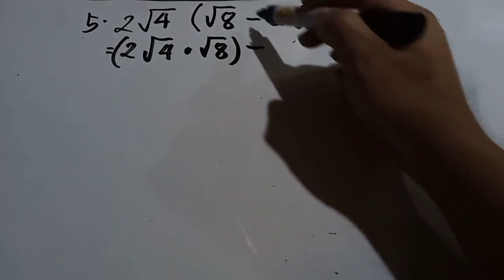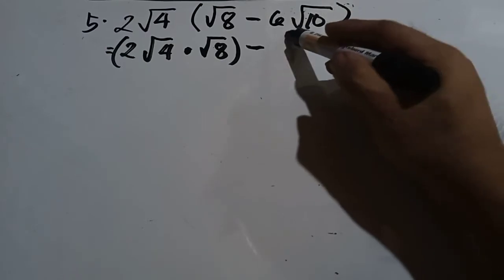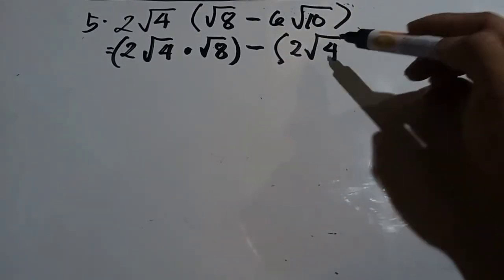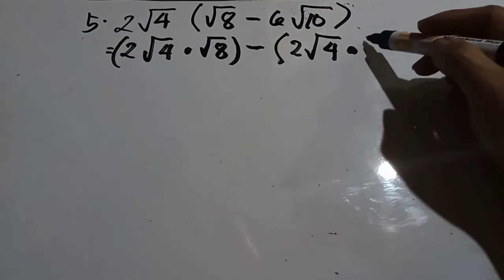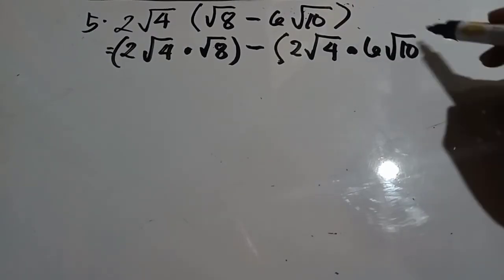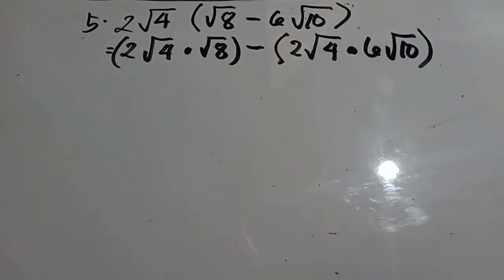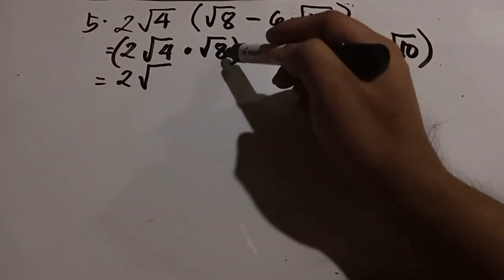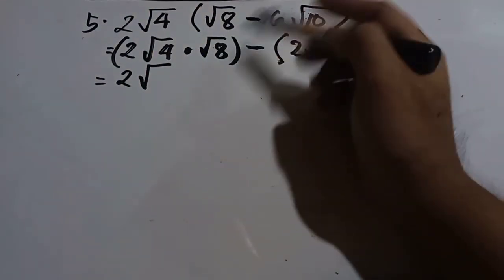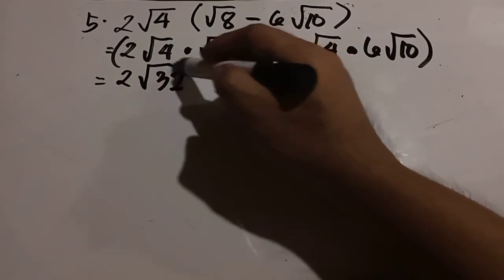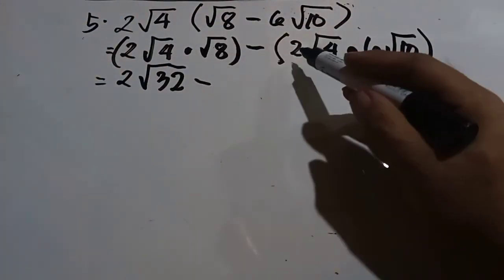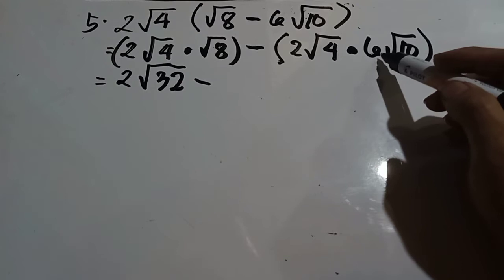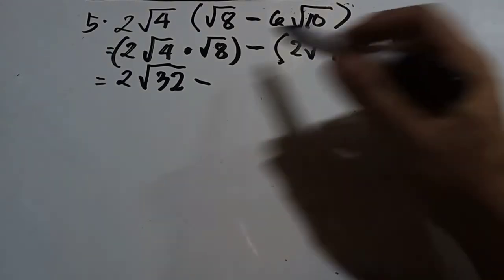Next, minus, kasi minus. So we have 2 square root of 4 and it times natin dito ng portion, so 6 square root of 10. Nagets? Next is we're going to multiply. So 2 square root of 4 times 8, that is 32.